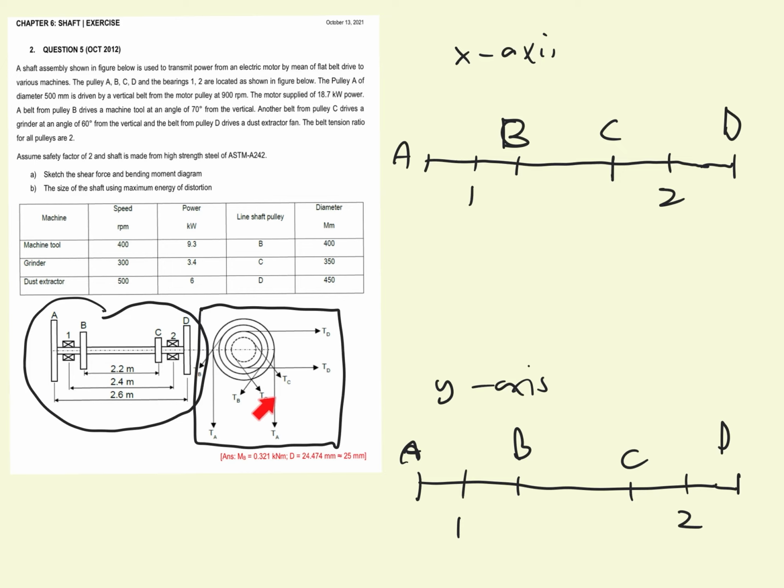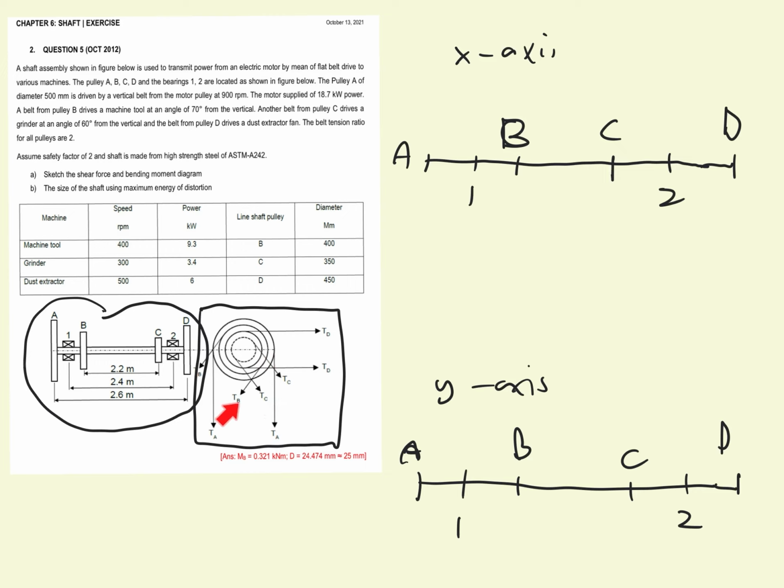So for pulley A, the force is in terms of the vertical or y-axis. It means that for pulley A, for the x-axis, there will be no force acting at this point, but for the y-axis there will be a force acting at point A, because we know that the direction of the belt for pulley A is vertical.